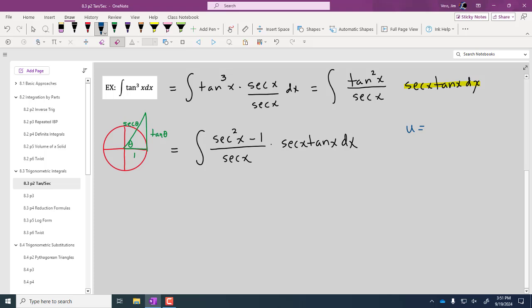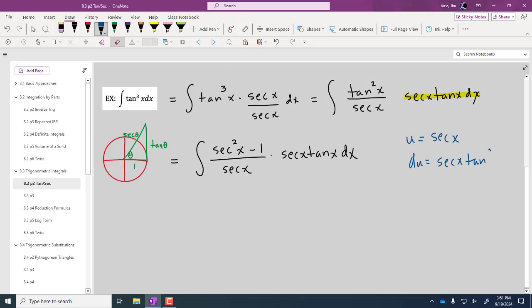And again, what are we going to let u equal? Secant. The whole idea, as soon as we pull off that sectan, we know we need to let u be secant because we need to absorb that sectan. And it gets absorbed by choosing secant because secant's derivative is going to take that all away. So we will end up with the integral of u squared minus 1 divided by u du. Not too bad.